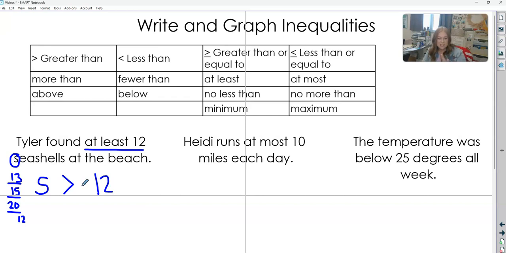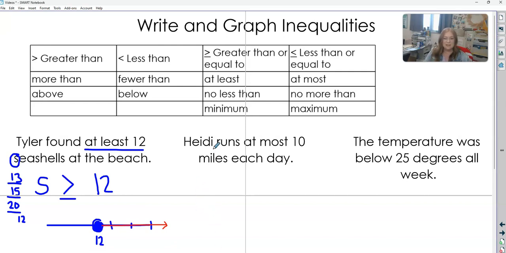The smaller side points to the smaller number. 12 is smaller than those. S, the seashells he found, is bigger. But it could equal it, so we put that equal sign under it. Okay, on our number line, just go ahead and draw out a little line and mark the 12. We're going to circle the 12, and we're going to grab it, and we're going to fill it in because it could equal 12. Now we said it could be 13, 15, 20. All of our solutions are getting bigger, so our line should go straight. It should connect to our circle and go straight through the solution set.